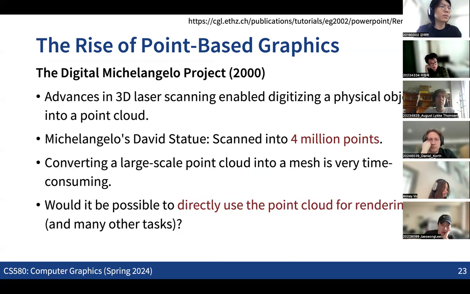And then the question in graphics was how we can handle this very high resolution point cloud. If we convert this into a mesh, it will take lots of computation time. So the question is, why don't you directly render this point cloud? That was the case stimulating the idea of point-based graphics.